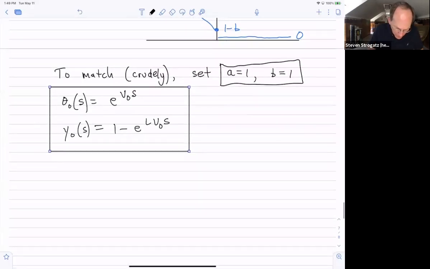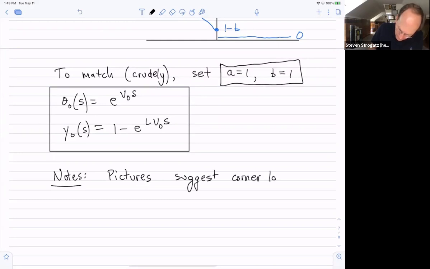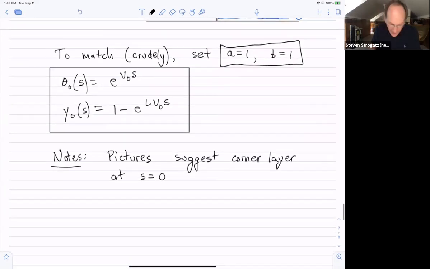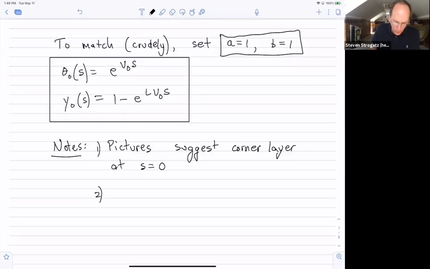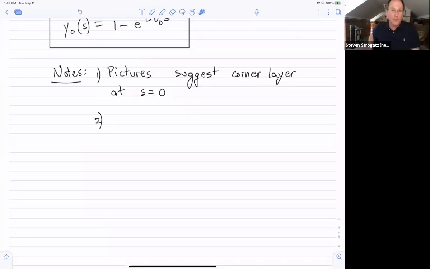Now, just a couple little notes at this point. The pictures are suggesting a corner layer at s equals zero. And the other thing is, with the choices we've made, you see from this picture that if I set A to one, my theta zero really is exponentially decaying away from one, and theta really is less than one on the left, which is what I assumed to begin with. And the whole thing is then self-consistent. Doesn't mean it's true, but it's plausible. It's a slightly rough argument. I'm not giving you the most rigorous argument here, but it is correct, I think.